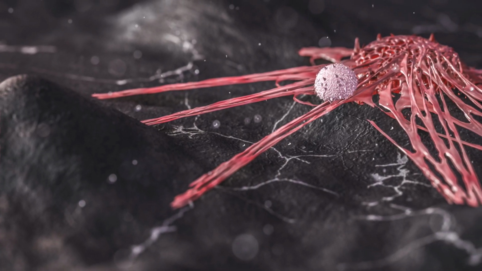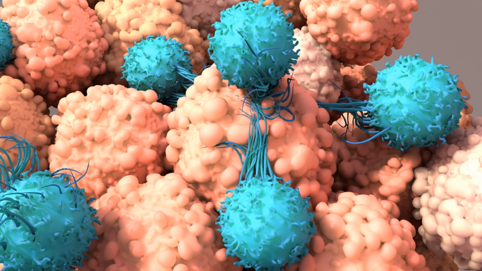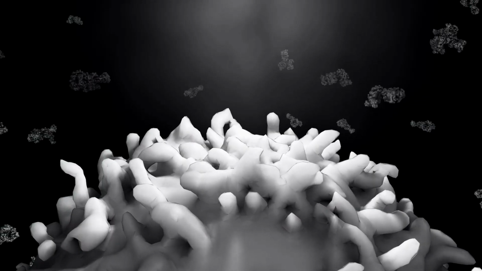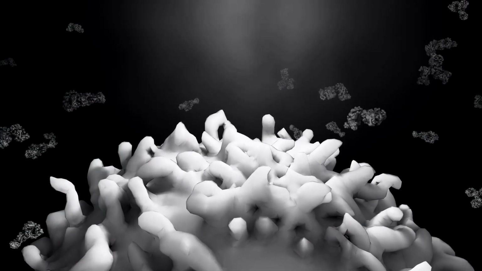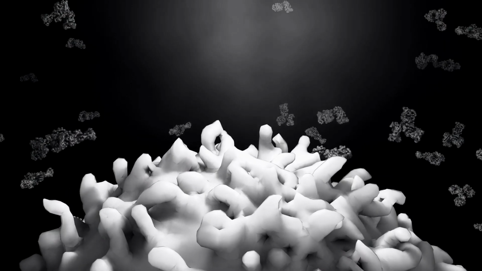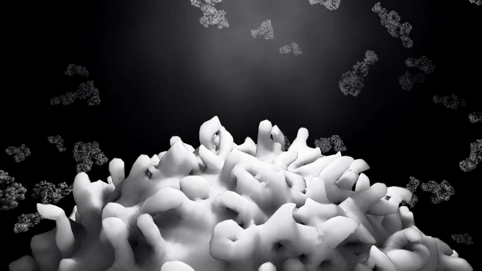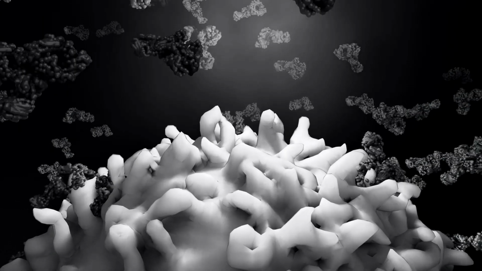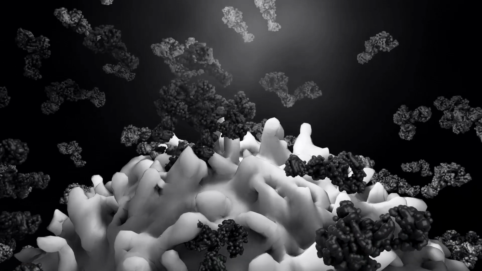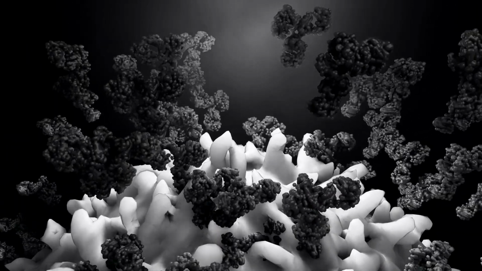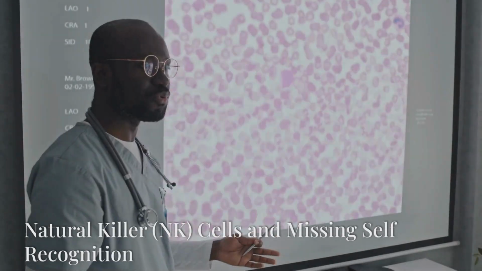Additionally, cytotoxic T cells can express a cell surface molecule called Fas ligand, which binds to Fas receptors on target cells. This binding then triggers the extrinsic apoptotic pathway, thereby killing the target cancer cell.